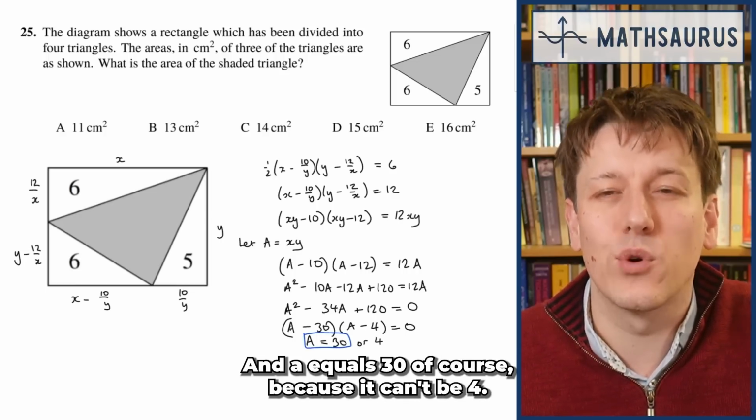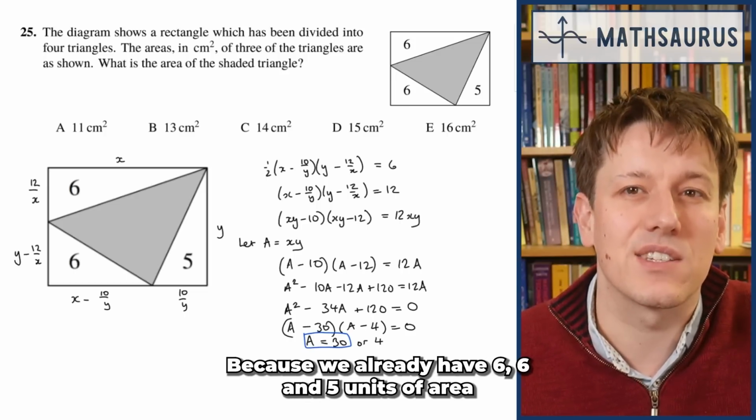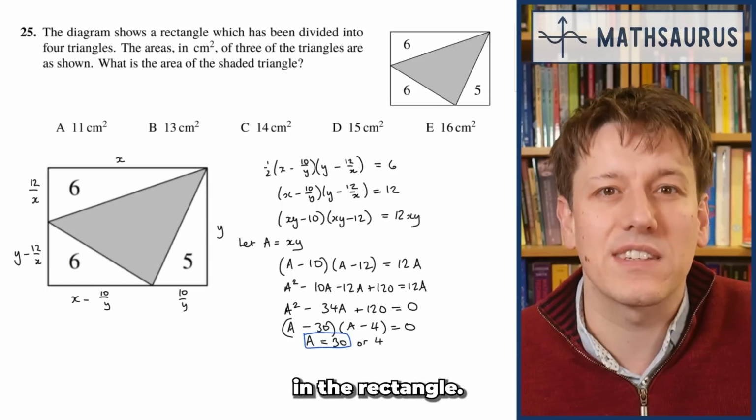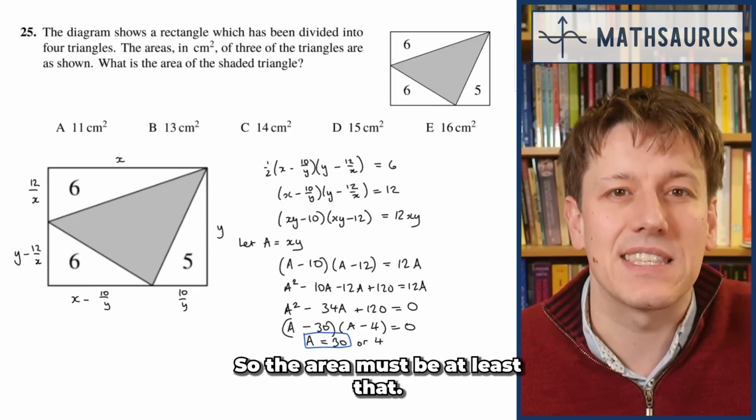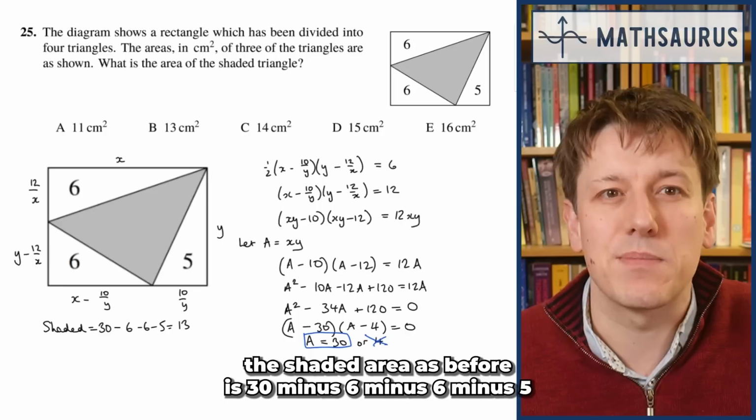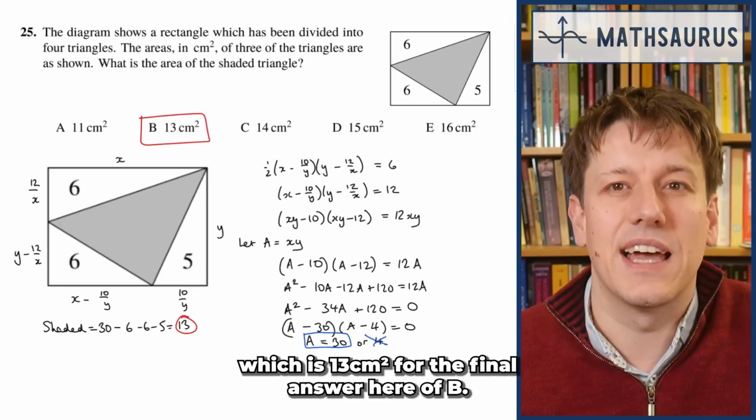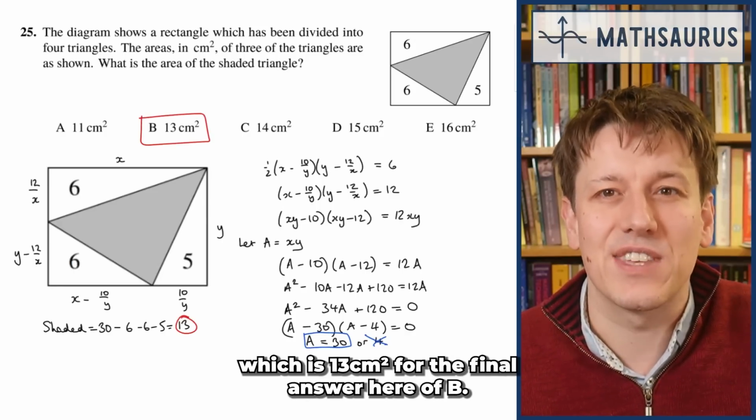And a equals 30, of course, because it can't be 4, because we already have 6, 6 and 5 units of area in the rectangle, so the area must be at least that. 30 is the only thing that makes sense here, and then we get that the shaded area, as before, is 30 minus 6 minus 6 minus 5, which is 13 centimeters squared for the final answer here of B.